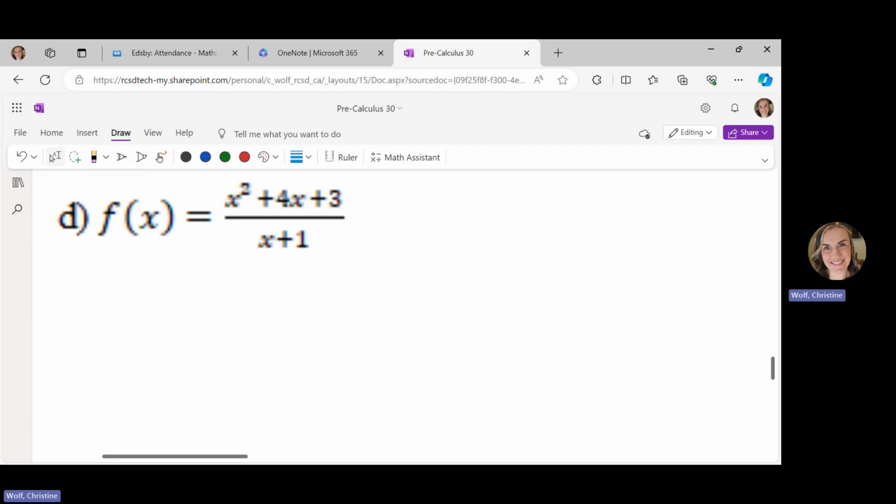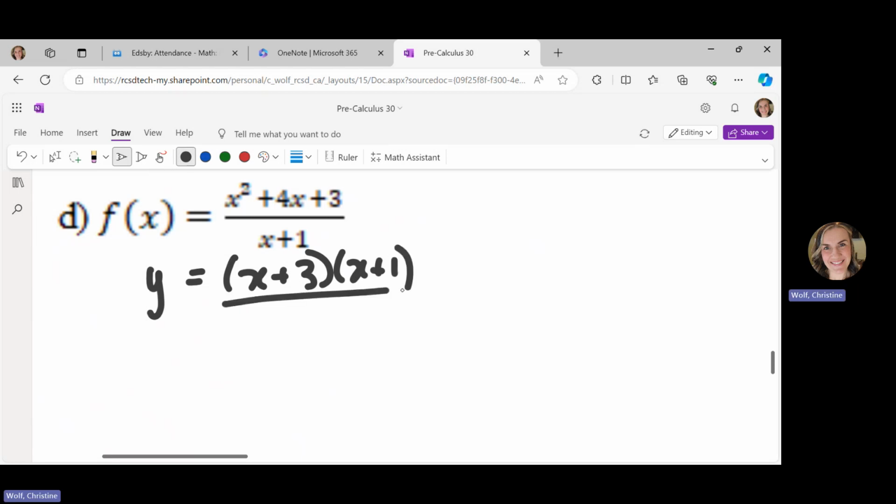Almost done. This is the last graph, and this one's so easy because what do I always say you have to do first? Check your points of discontinuity. See if we can simplify this guy a little bit. I'm going to change that y equals f of x to a y. Same thing. I can factor the top to x plus 3, x plus 1, and I can leave the bottom of x plus 1. And look at that. We have a point of discontinuity again. We're going back to that.